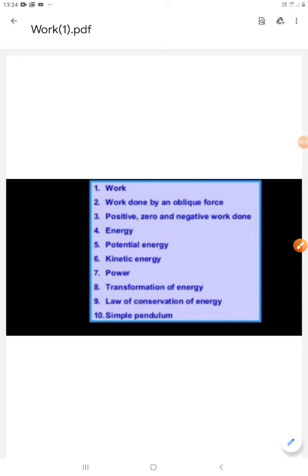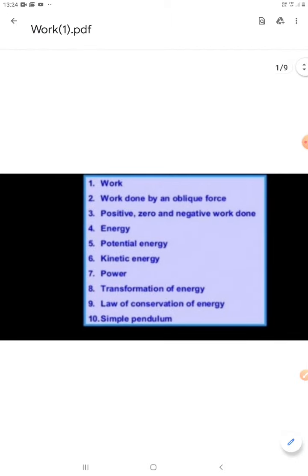Welcome, dear students. Today we will discuss our new chapter, which is work and energy. This is our last chapter also because the sound chapter is not in our syllabus now. So, work and energy, this is our last chapter.